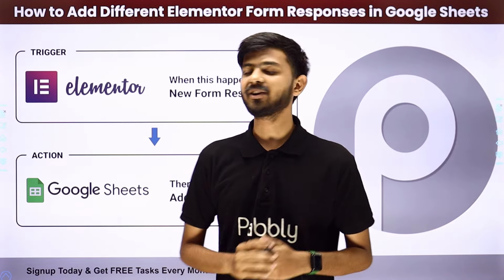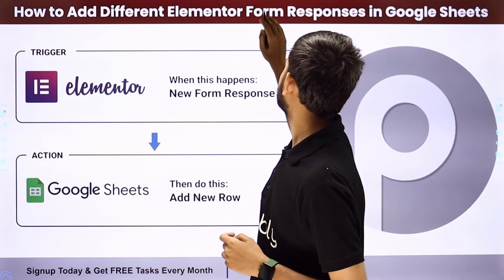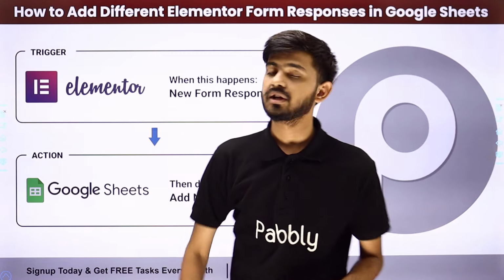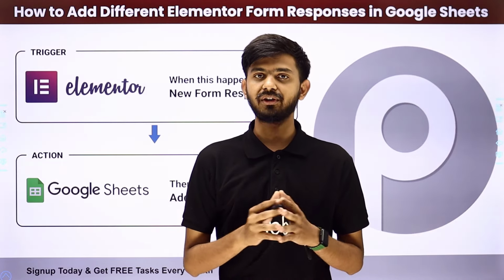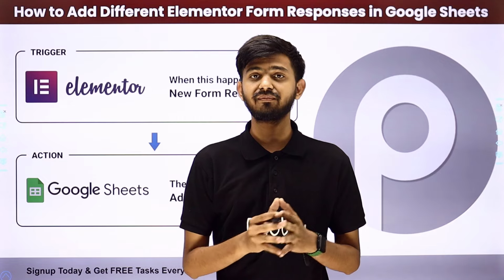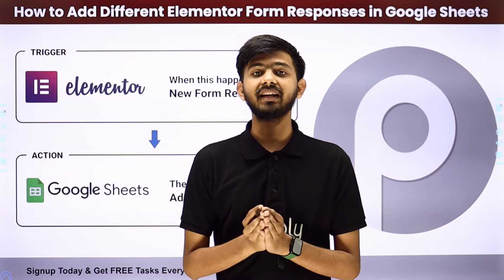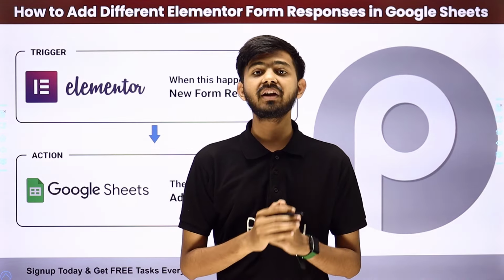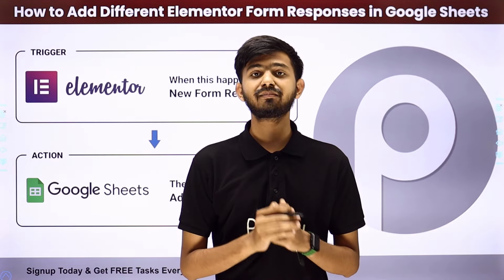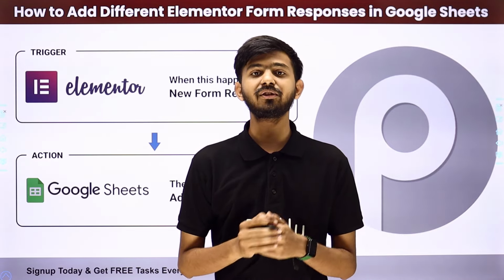Hello everyone, today our topic is how to add different Elementor form responses in Google Sheets. Suppose we have two or more Elementor forms and we are getting the responses of these forms and we want to add these details of responses in our Google Sheet, but we are going to use a single spreadsheet, and in this spreadsheet we are going to use different sheets according to the forms.